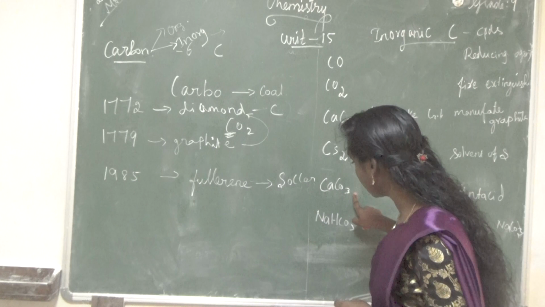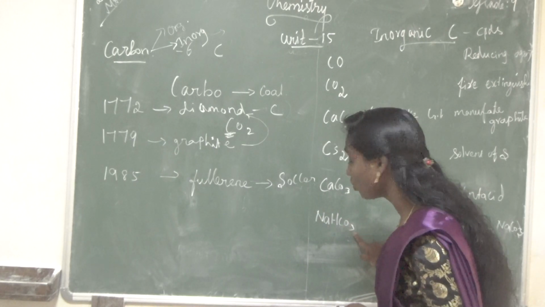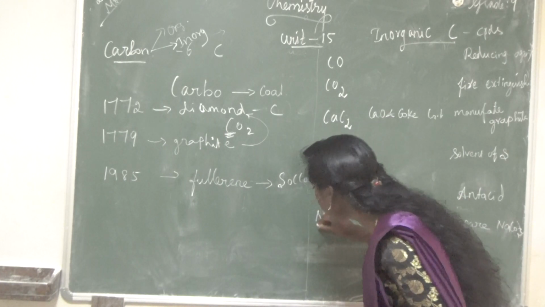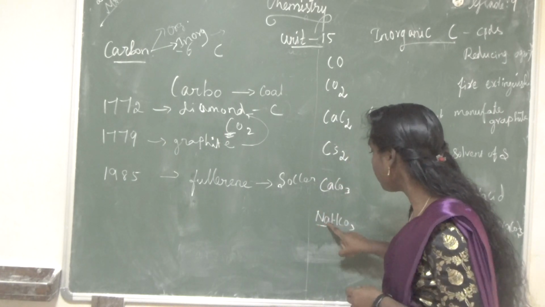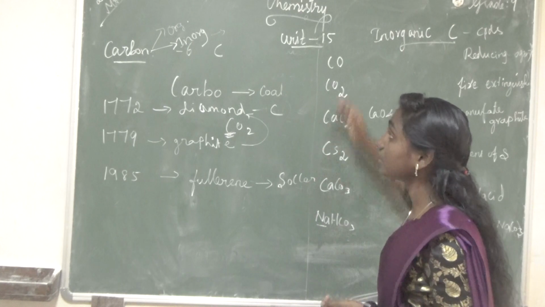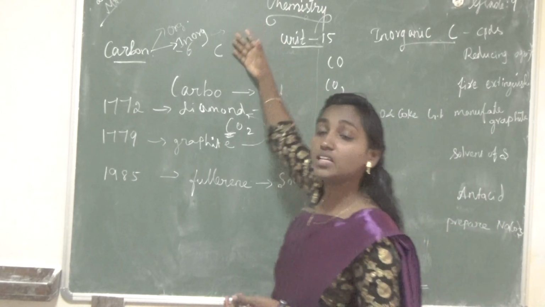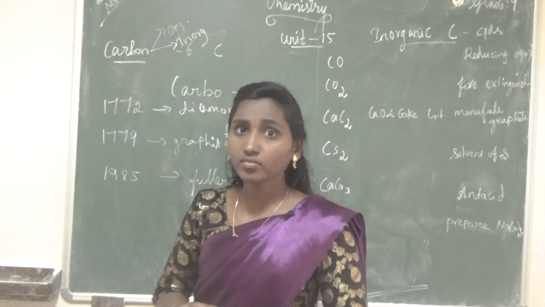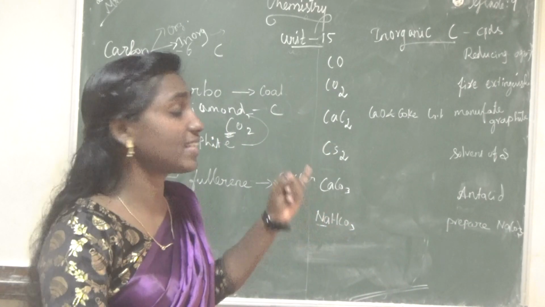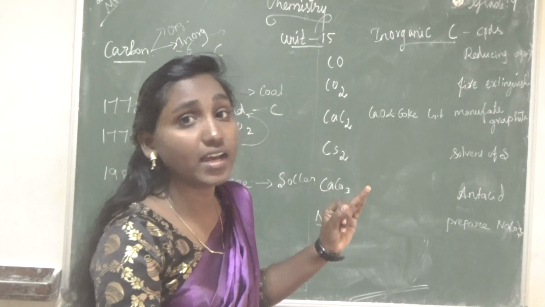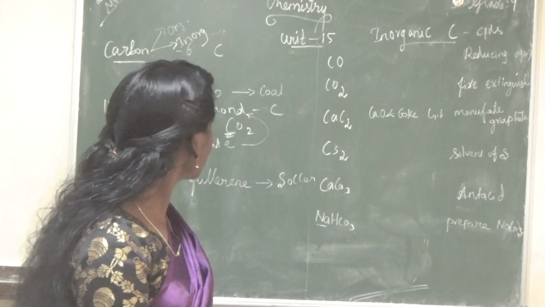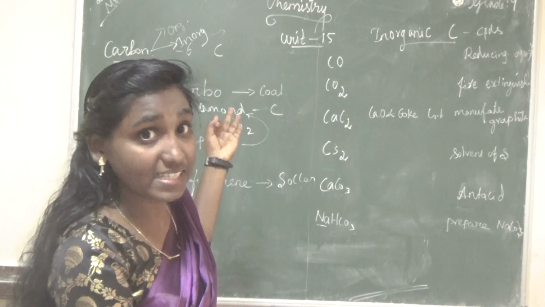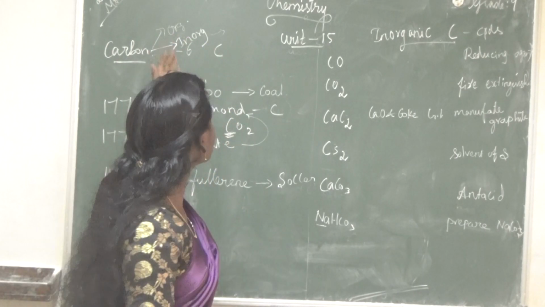Calcium carbonate. And NaHCO3 means sodium bicarbonate. You know, Na means sodium, right? So sodium bicarbonate. These are the examples for inorganic carbon compounds. And organic carbon compounds, let's say acetic acid, then ascorbic acid, then citric acid.